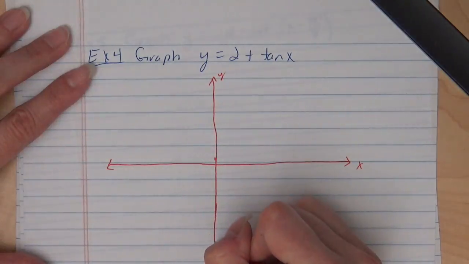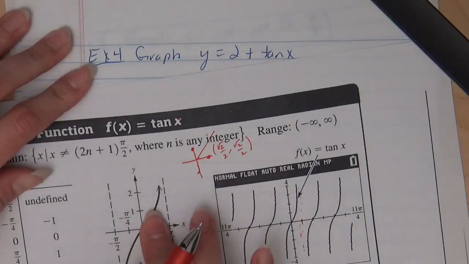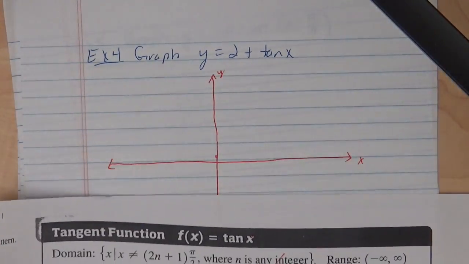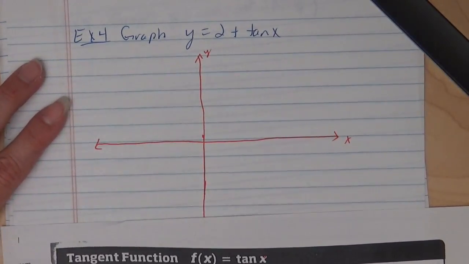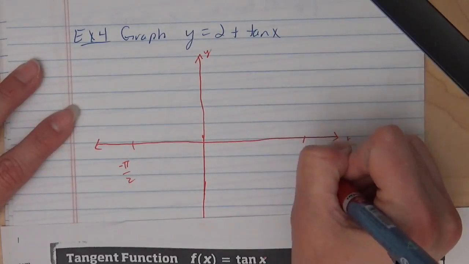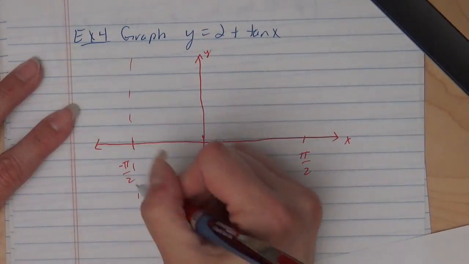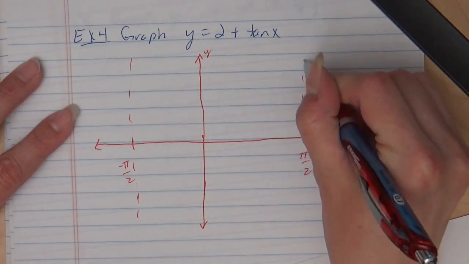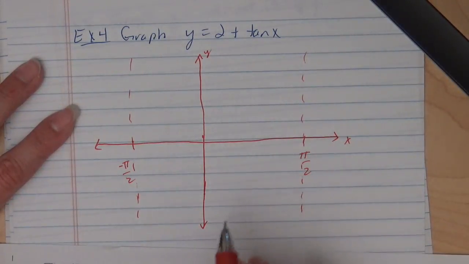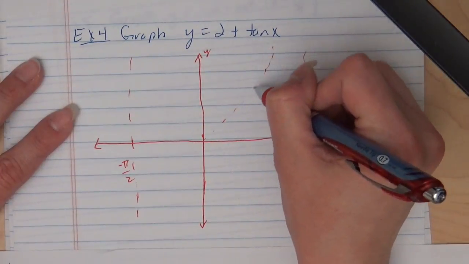So I'm going to start by looking at the original tangent. I'm just going to transfer this graph that I have here onto my paper, but I'm going to use a dotted line because I know I have to shift it. So here's my vertical asymptotes. Alright, and I know that it looks like this. So the original tangent function looks like this.